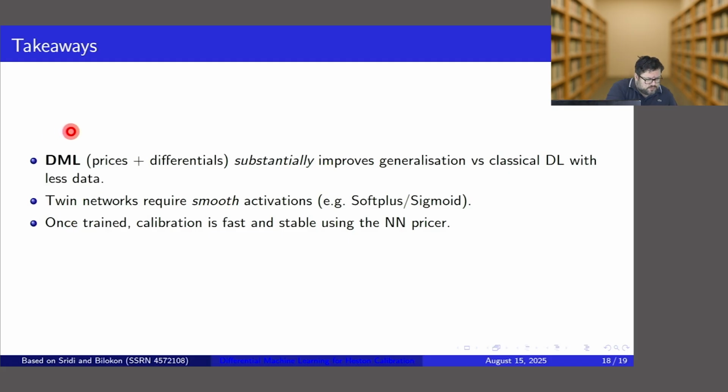Twin networks require smooth activations like softplus and use shared weights to model values and derivatives consistently. A trained neural network serves as a fast, stable millisecond pricer, enabling quick online calibration either via global optimizers or gradient-based routines. Practically, careful data generation, correct scaling of differential labels, enforcement of Feller during sampling, and attention to numerical integration are all essential to success. If you take one particular point away from this talk, incorporate gradient information into training.